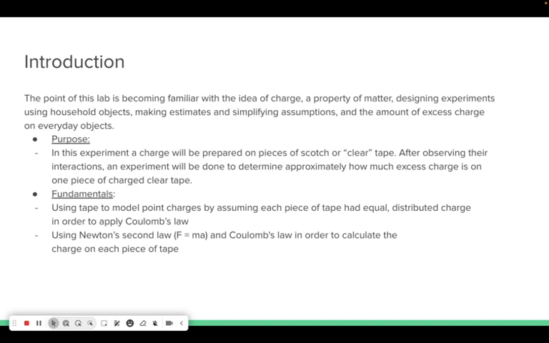Fundamentals of my experiment. Using tape to model point charges by assuming each piece of tape has had equally distributed charge in order to apply Coulomb's law. Using Newton's second law, force equals mass times acceleration, and Coulomb's law in order to calculate the charge on each piece of tape.